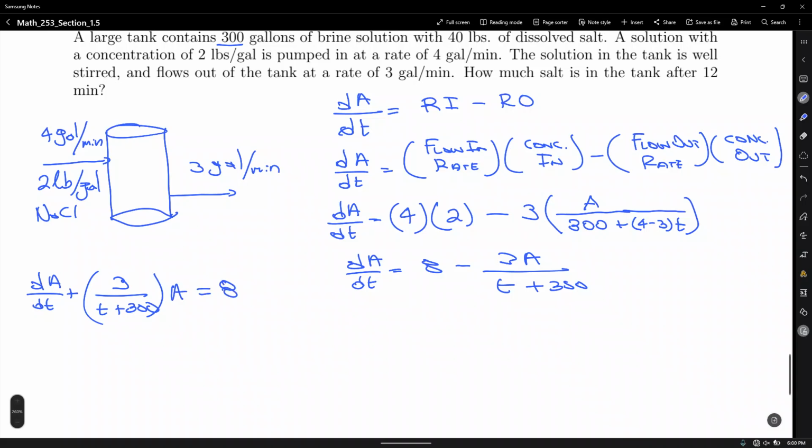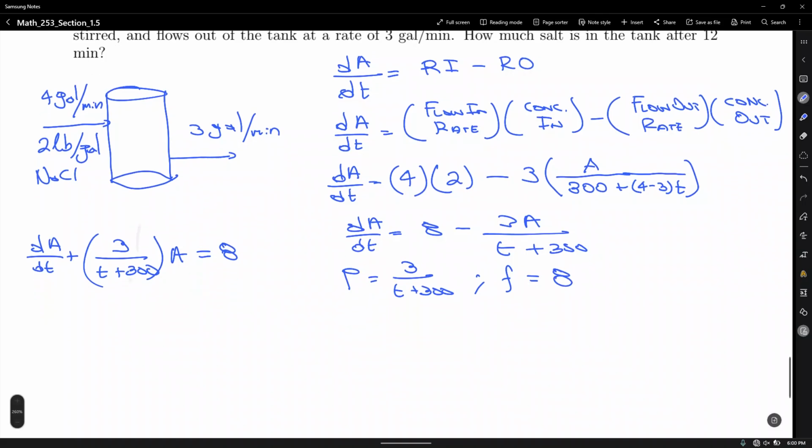Does that look like a linear first order equation? Right? So what's p in this case? Isn't that 3 over (t plus 300)? And what's f? Isn't that just 8? Forget about the context of the situation. Let's focus on solving the differential equation.